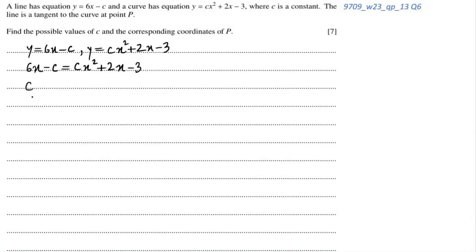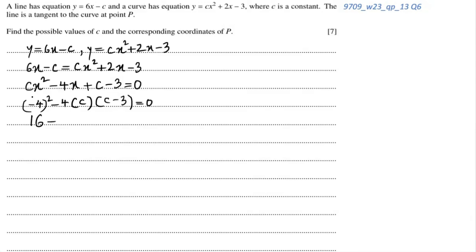And this will be, if I standardize it, cx squared minus 4x plus c minus 3, and put it equal to 0. Well, you can always pause and try to do it yourself as well. This will be a good way to learn. Okay, so now I apply the discriminant, which is b squared minus 4ac, with a being c and the constant c minus 3, and put it equal to 0.